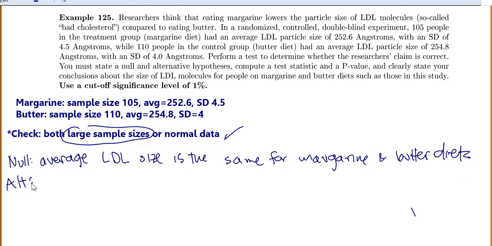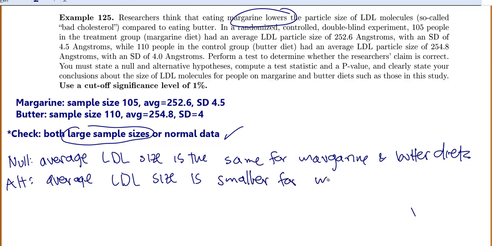And then for the alternative, so now we need to go back through and look and see specifically what they want us to test. Let's see. Oh, the researchers specifically think that eating margarine lowers it. So they think the margarine should lead to smaller particles. So the average LDL size is smaller for the margarine diet.